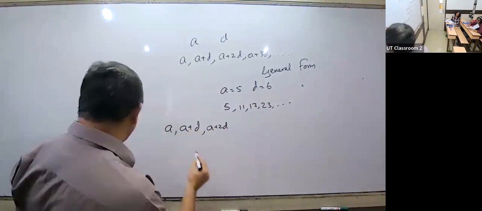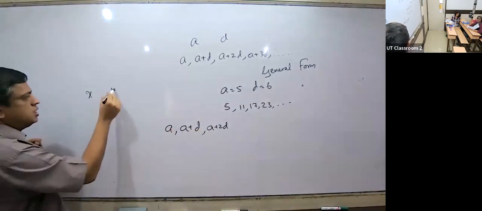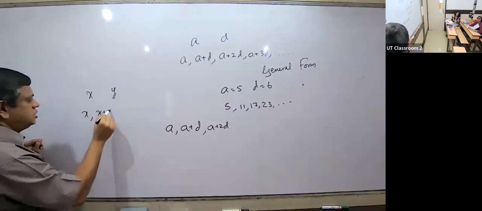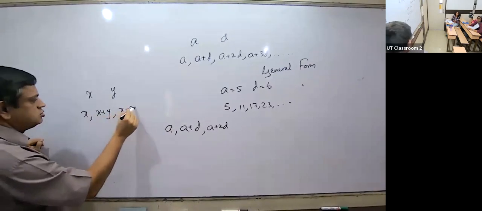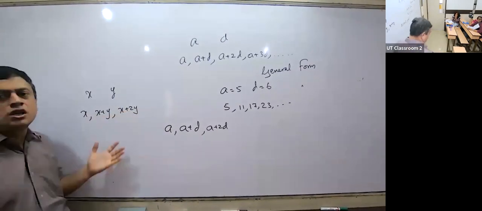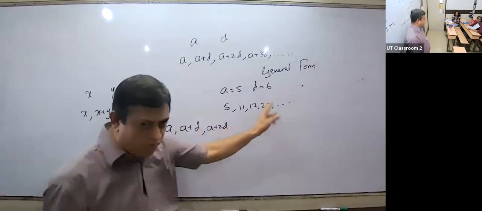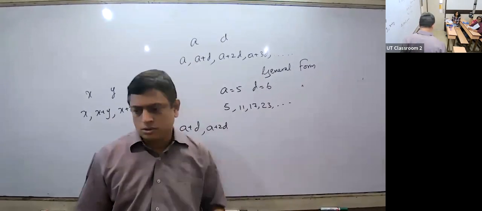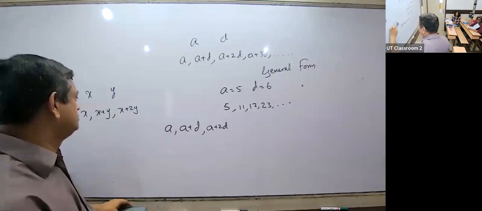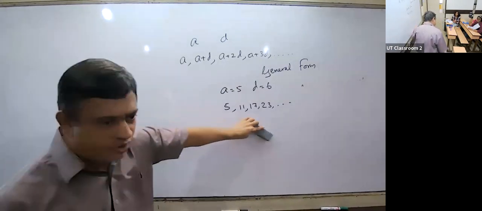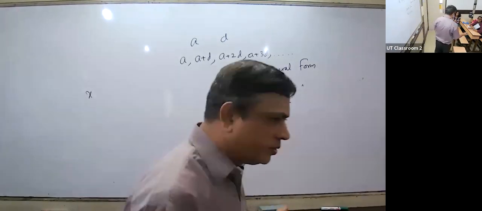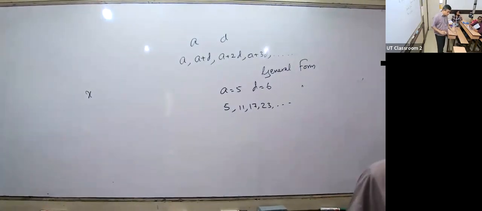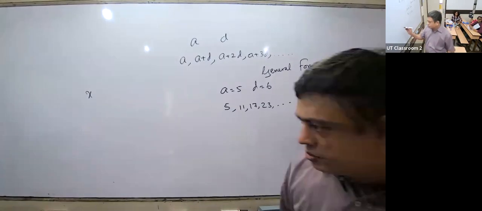If X is the first term and Y is the common difference, what will be the AP? X, X plus Y, again plus Y means X plus 2Y. This cannot be simplified, but with numbers you can simplify and write. Understood now? These are easy. If I give A and D, you can find out any AP.